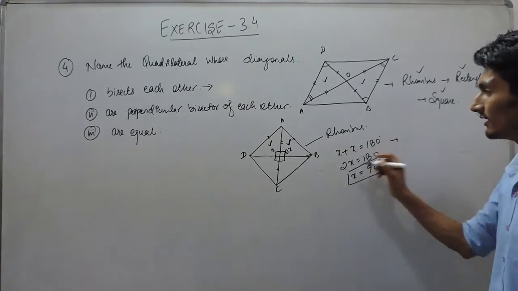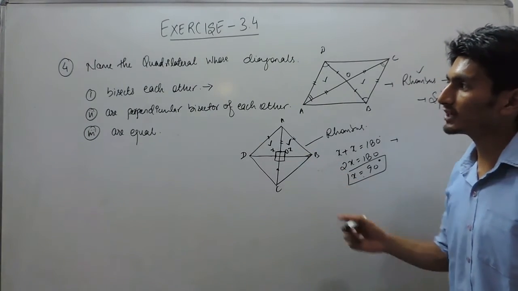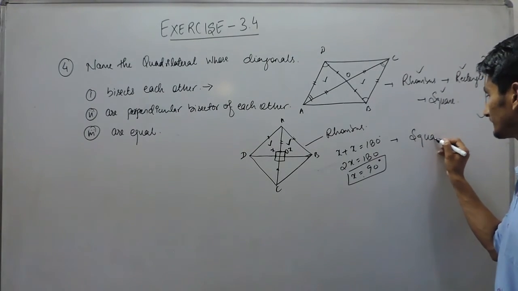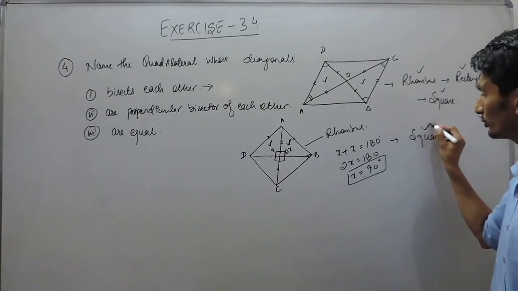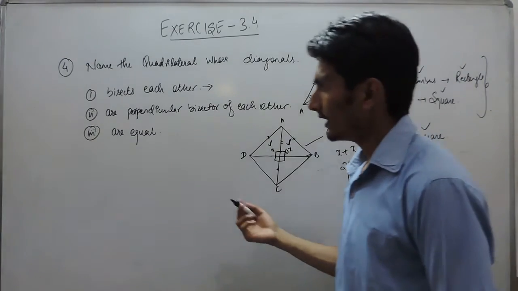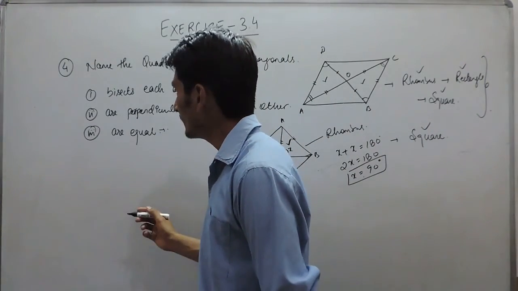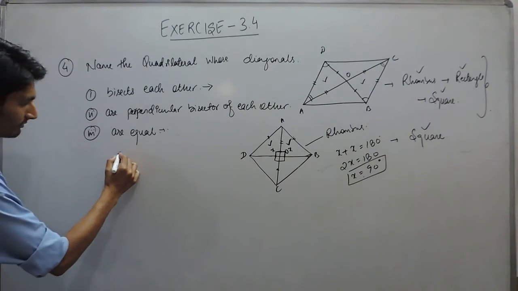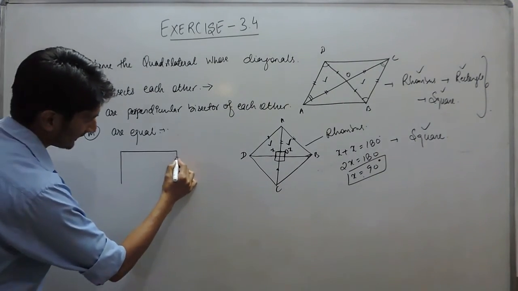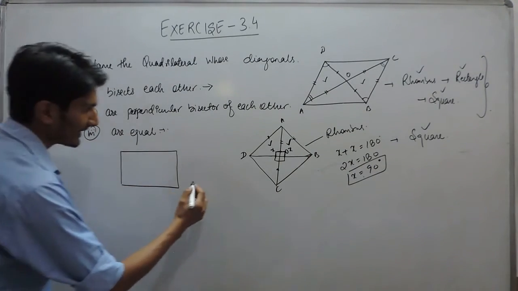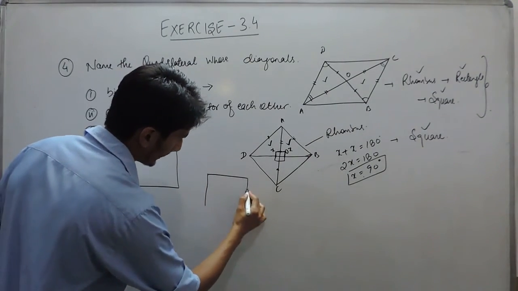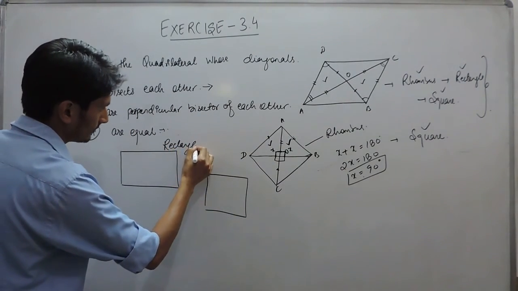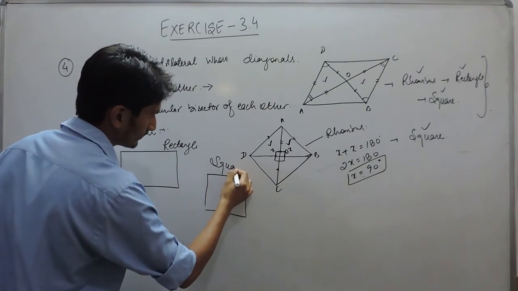The second quadrilateral whose diagonals bisect each other at right angles is a square. Again, you can prove this by the same logic. In the third case, you have to name a quadrilateral whose diagonals are equal. The first is a rectangle, and the second is a square.